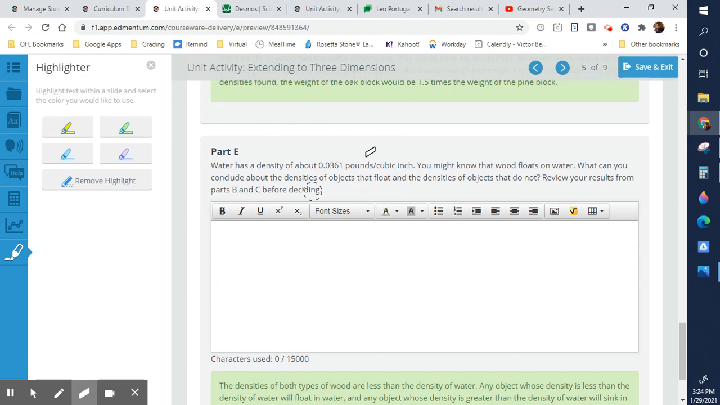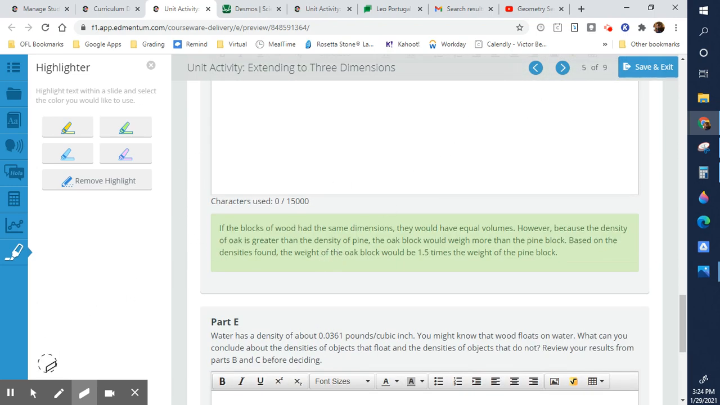Water has a density of this, so you might know that wood floats in water. What can you conclude from the densities? You would have to say whichever ones are lighter than water. Since both of the woods are lighter, they would both float. If only one of them is lighter, tell me which one is lighter. Use your own words, and write which one is lighter because of that. So review what you got for A and B and talk about that.